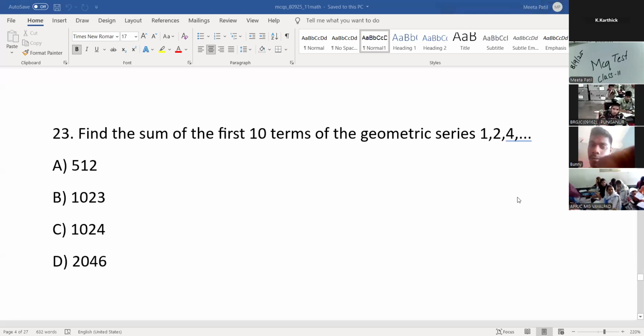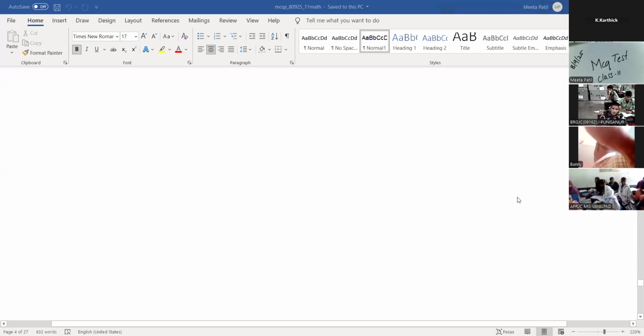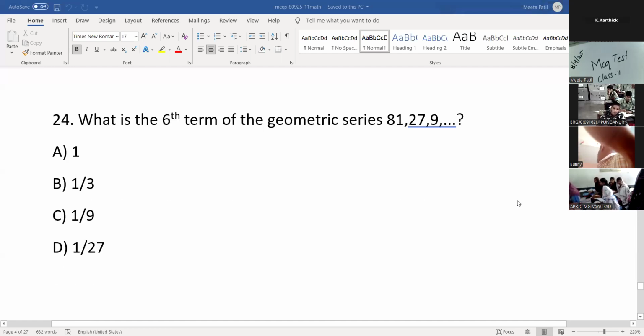Okay, students, we are moving to the next question. Your 24th question will be: what is the sixth term of the geometric series 81, 27, 9, and so on? Here you have the options: option A 6, option B 1/3, option C 1/9, and option D 1/27.